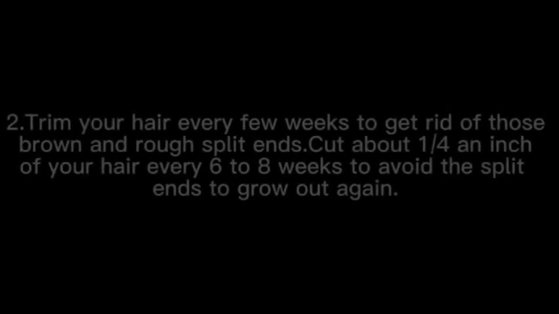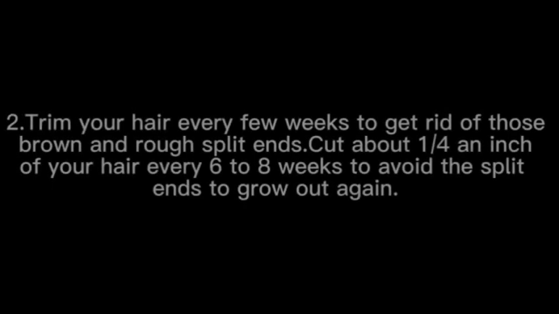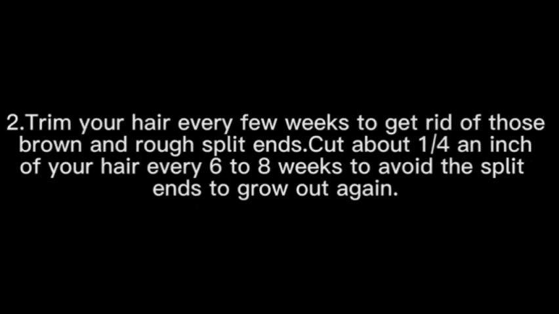Number 2. Trim your hair every few weeks to get rid of those brown and rough split ends. Cut about a quarter of an inch of your hair every 6 to 8 weeks to avoid the split ends growing out again. Number 3. Do not wash your hair every day, and whenever you do, make sure a proper deep conditioning treatment is done. Try as much as possible to use the same brand of shampoo and conditioner.